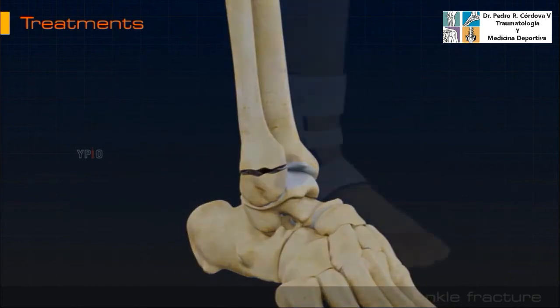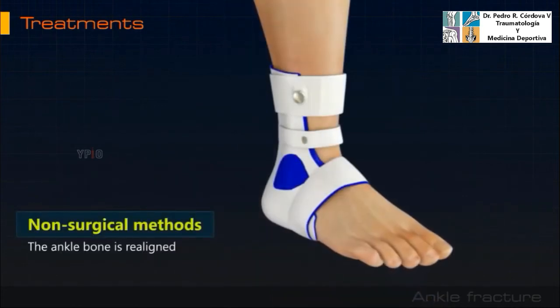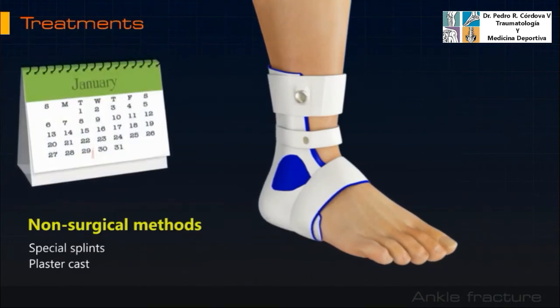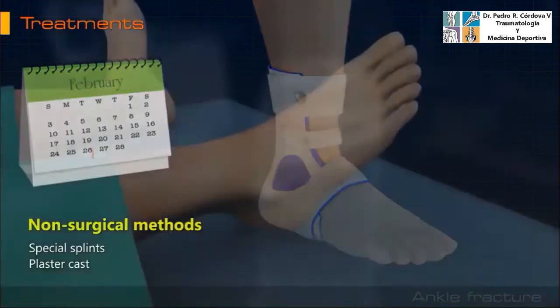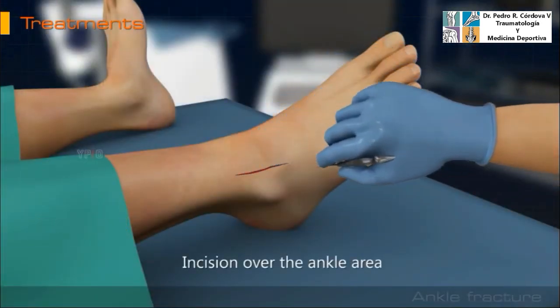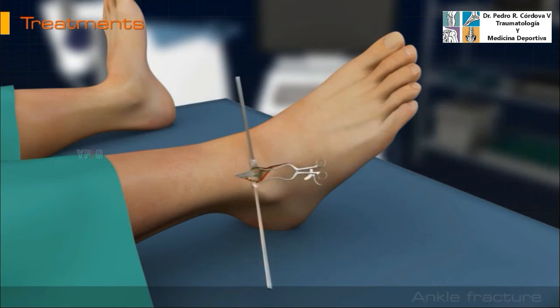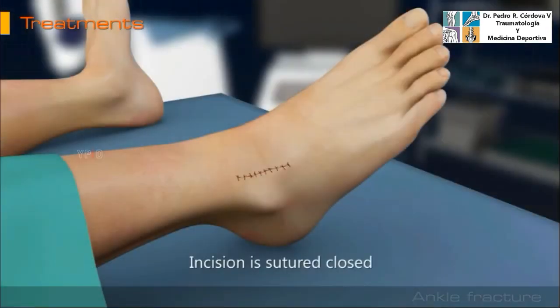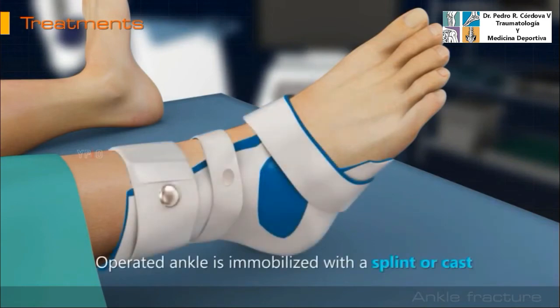employed. In non-surgical treatment, the ankle bone is realigned and special splints or a plaster cast is placed around the joint for at least 2 to 3 weeks. With surgical treatment, the fractured bone is accessed by making an incision over the ankle area, and then specially designed plates are screwed onto the bone to realign and stabilize the fractured parts. The incision is then sutured closed, and the operated ankle is immobilized with a splint or cast.